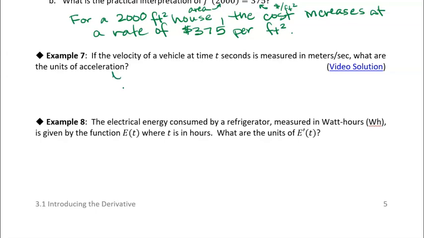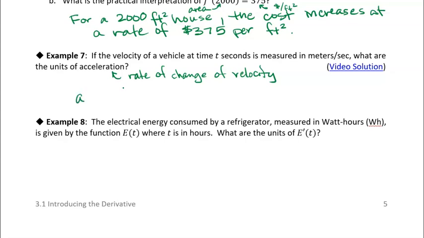So let me write that down. Acceleration is the rate of change of velocity. So essentially, it's the derivative of velocity, right? We take the derivative of velocity and we get acceleration because that's the rate at which velocity is increasing over time.